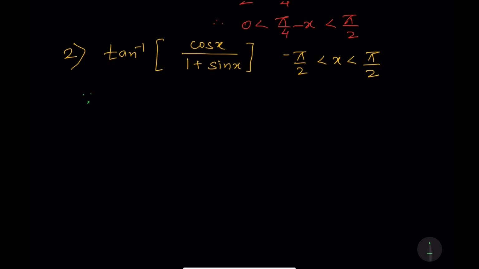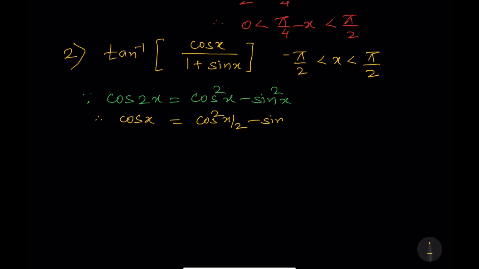We know that cos 2x is equal to cos square x minus sin square x. Cos 2x is cos square x minus sin square x. Therefore, cos x we can write as cos square (x by 2) minus sin square (x by 2). So this numerator can be replaced with cos square (x by 2) minus sin square (x by 2).